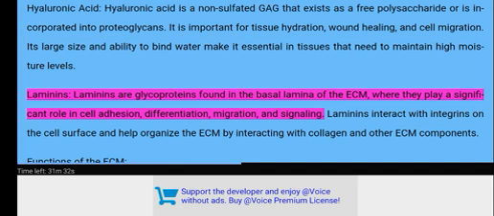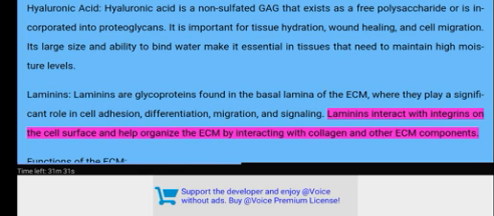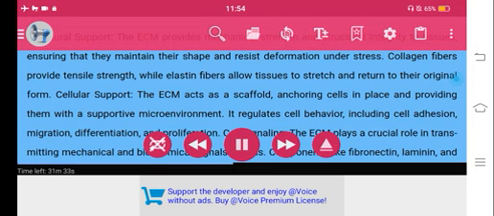Laminins. Laminins are glycoproteins found in the basal lamina of the ECM, where they play a significant role in cell adhesion, differentiation, migration, and signaling. Laminins interact with integrins on the cell surface and help organize the ECM by interacting with collagen and other ECM components. Functions of the ECM.